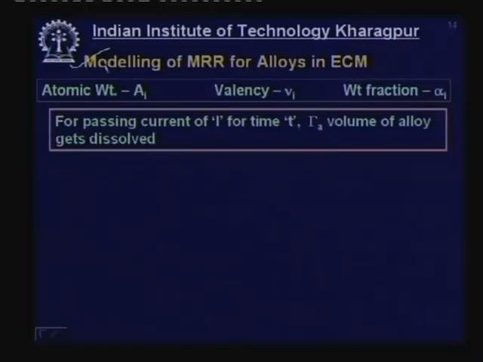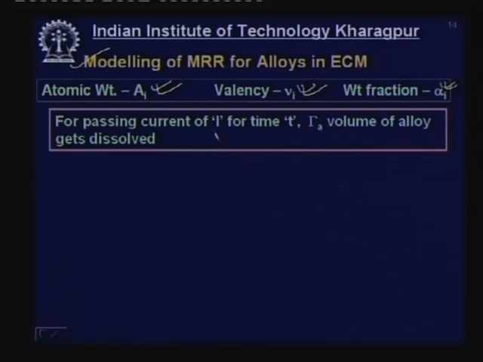So, let us try to develop the MRR model for a typical alloy or any alloy for that matter. So, modeling of material removal rate for engineering alloys where you expect more than one element. I have denoted atomic weight by Ai, valency by Vi, and weight fraction by alpha i, meaning thereby i could vary from 1 to n, or 1 to 3 if there are 3 different elements.